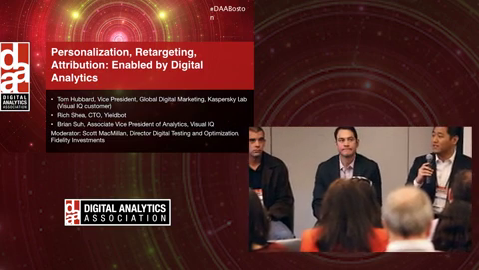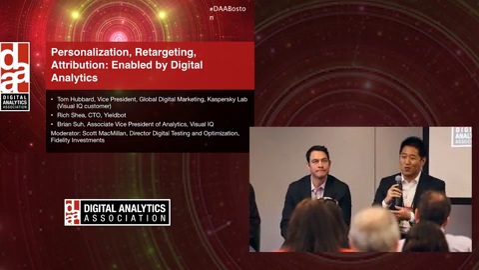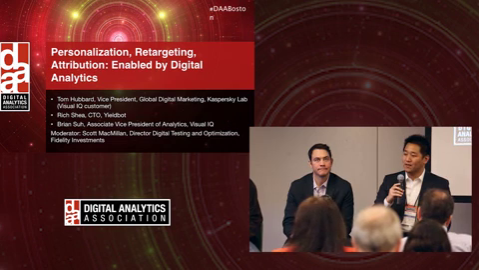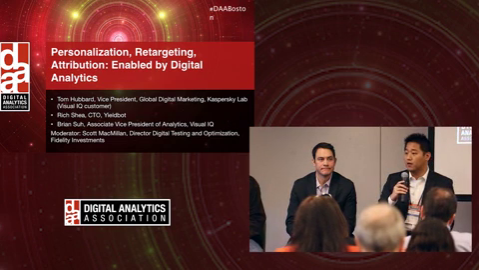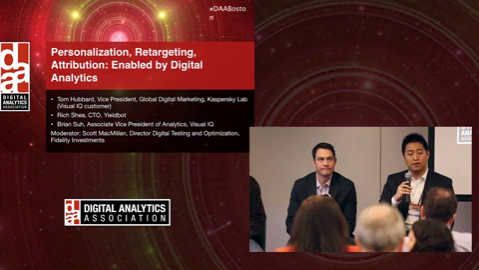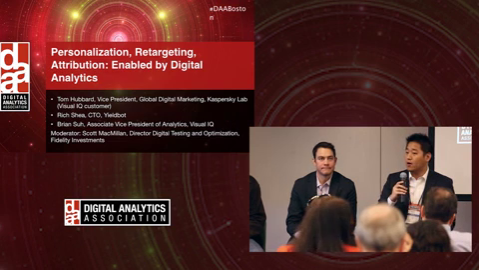What people can do is go to Visual IQ's website, or come to our booth afterwards. But I think there's a wealth of other information online, Forrester, and a bunch of other places where you can find details on what people are doing, how people are thinking about attribution, and how much they're picking it up.